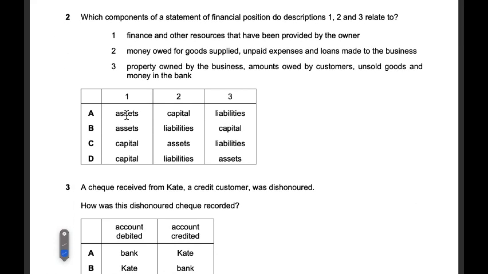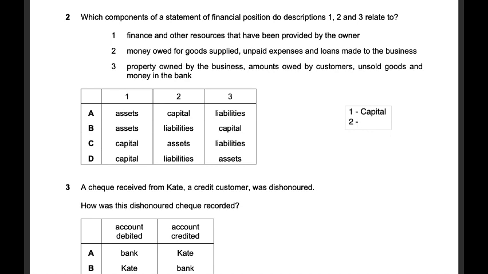Which components of statement of financial position do descriptions 1, 2 and 3 relate to? Alright. Point 1 is finance and other resources that have been provided by the owner. This is basically the investment by the owner, the risk taken by the owner, hence this is capital. 2 is money owed for goods supplied.